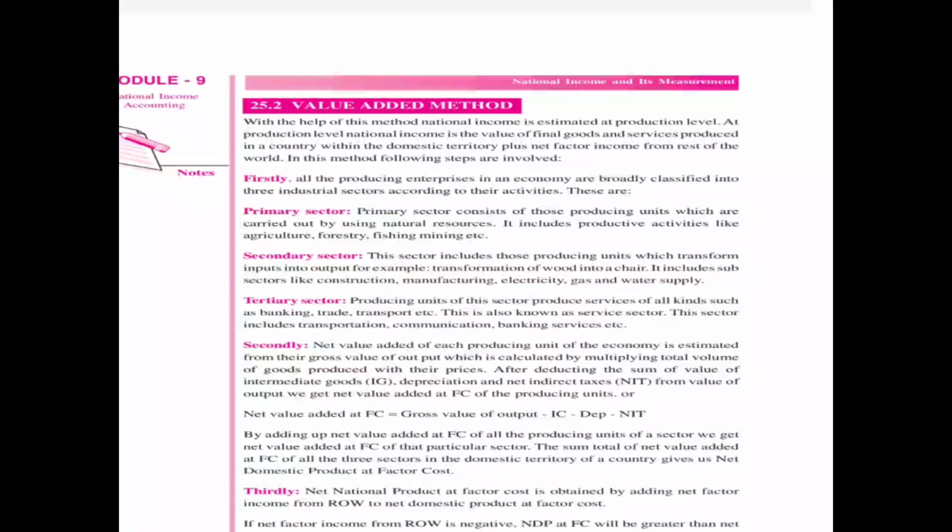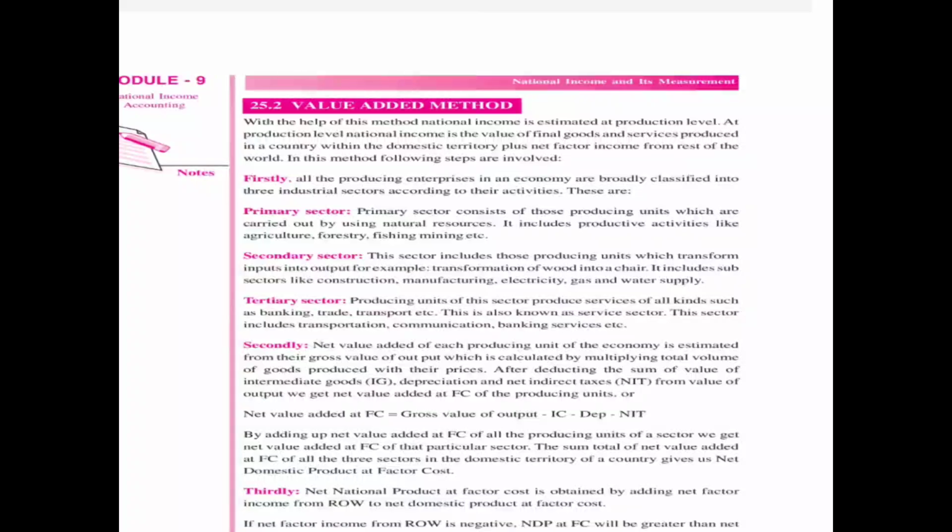The value added method is one of the most important methods of measuring national income. Firstly, the producing enterprises in the economy are broadly classified into three industrial sectors: primary sector, secondary sector and tertiary sector. The primary sector mainly includes natural resources such as forestry, fishing, mining, etc. This sector is one of the most important for measuring national income.